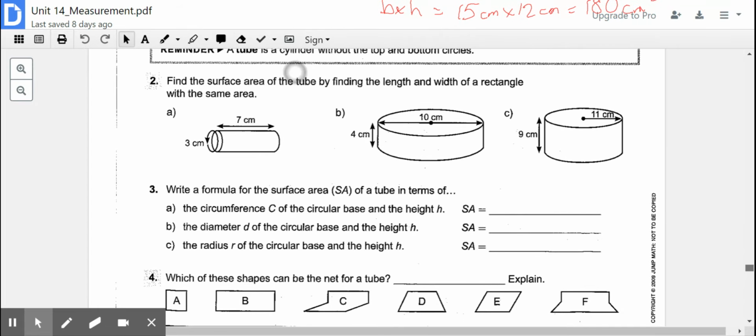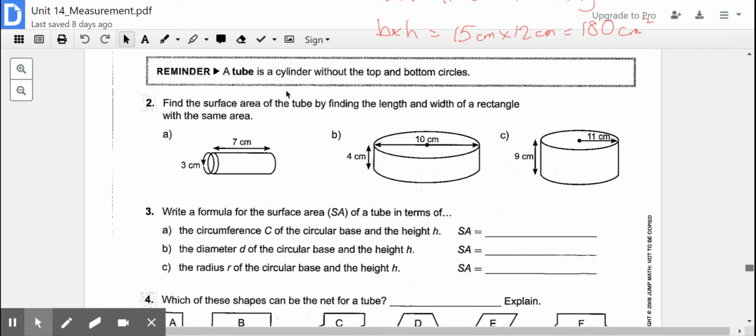Reminder, a tube is a cylinder without the top and bottom circles. So that's just a tube, just like we looked at the paper towel tube. Number two says, find the area of the tube by finding the length and width of a rectangle with the same area. So if I were to take a look at number two, I've got a circumference of 3. That's my base. And a height of 7. So the area is 21 centimeters squared.